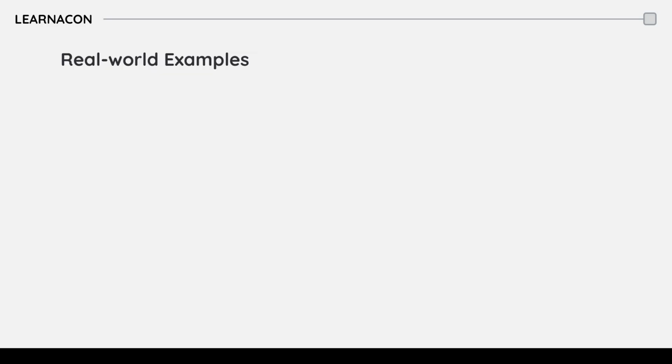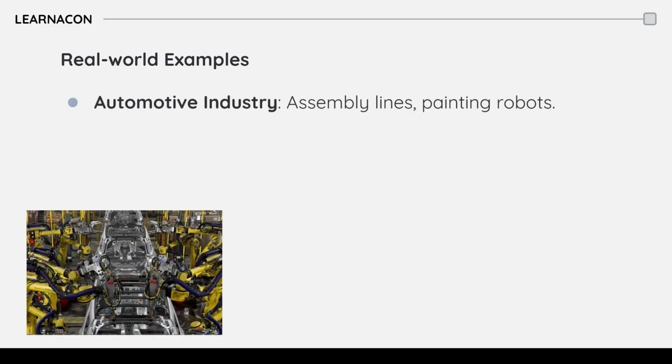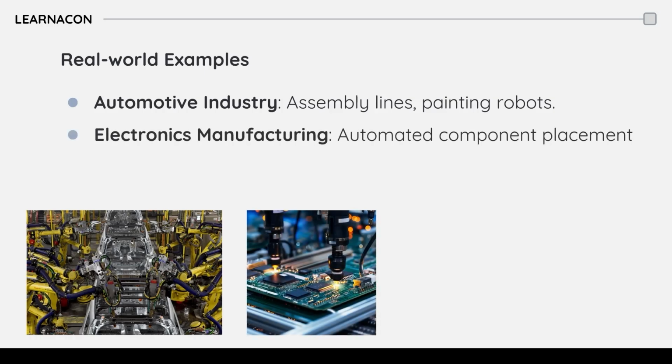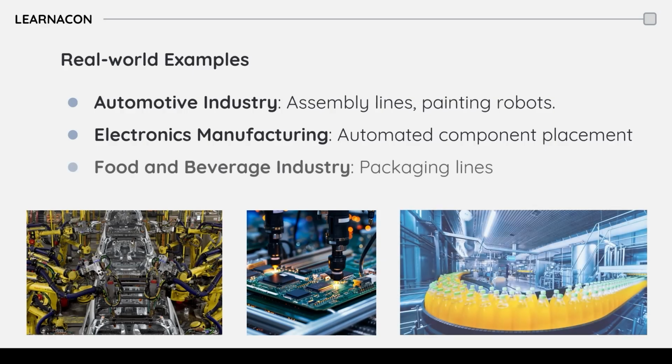Now let's look at some real-world examples of factory automation. In the automotive industry, assembly lines and painting robots are common sights. In electronics manufacturing, automated component placement and soldering enhance efficiency. And in the food and beverage industry, packaging lines and quality control systems ensure consistent product quality.